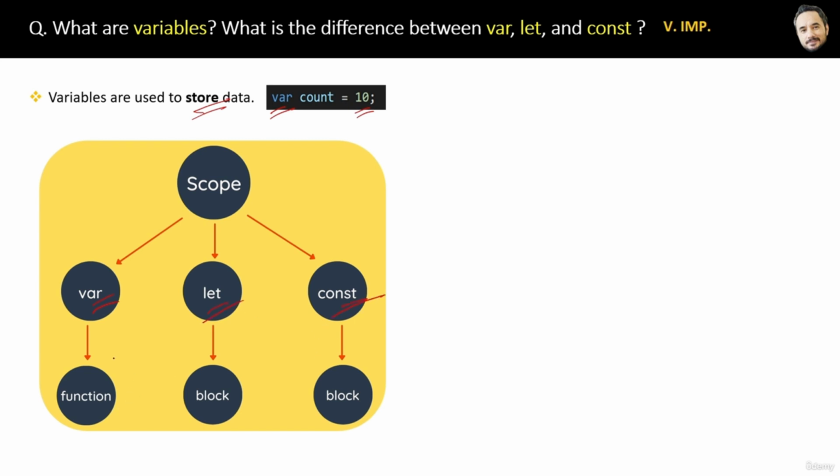The scope of var variable is inside the whole function, whereas the scope of let and const variable is inside the block only, like an if block, a while loop block, etc. Now let me show you the differences between them with the help of the code.